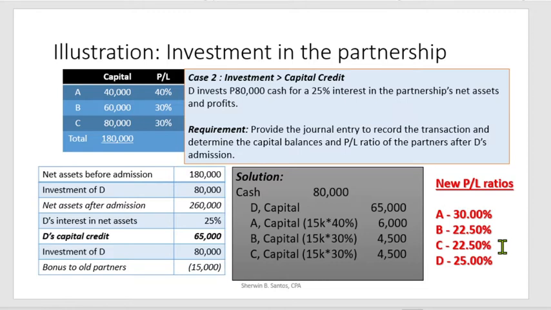So, 75% times 40%, yun yung kay A. 75% times 30%, yun yung kay B. 75% times 30%, yun yung kay C. So, that is your new profit and loss ratios.